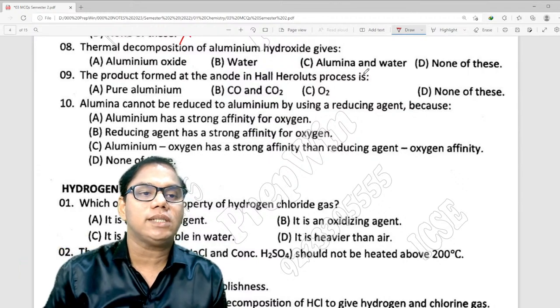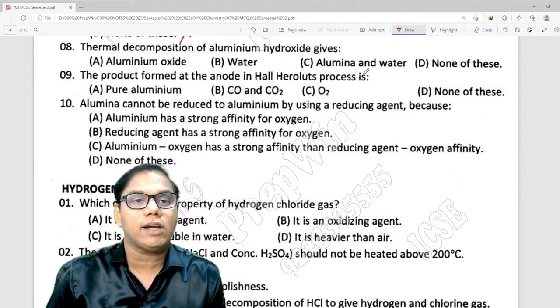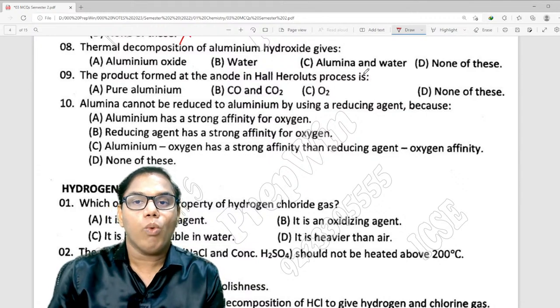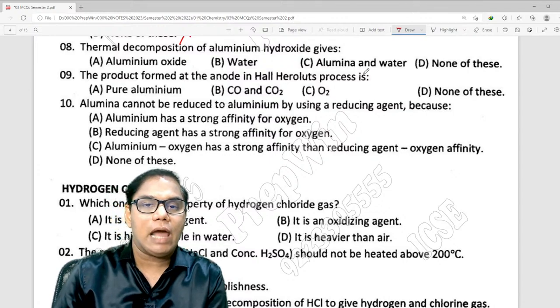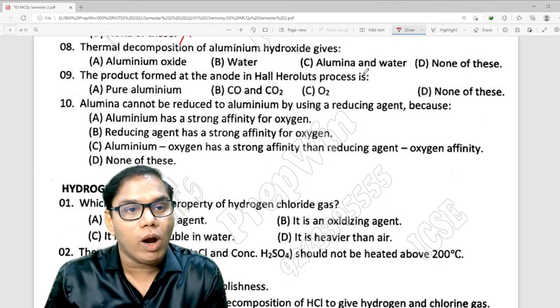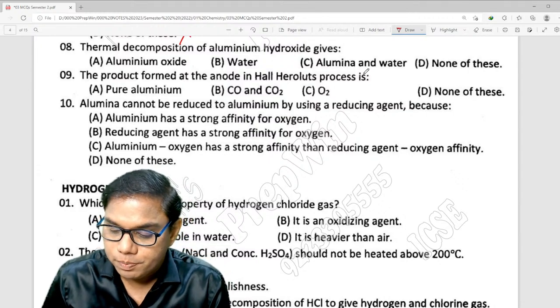Thermal decomposition. Thermal means heat. Heat dekar decomposition karte aluminium hydroxide ka. What do you get? Do you get aluminium oxide and water, or alumina and water separately? What do you get? And why also? We'll discuss why also.